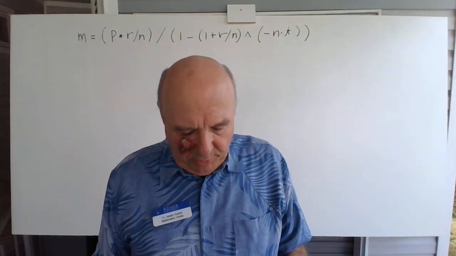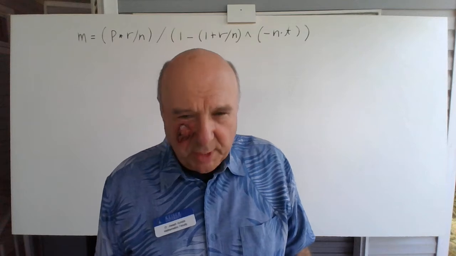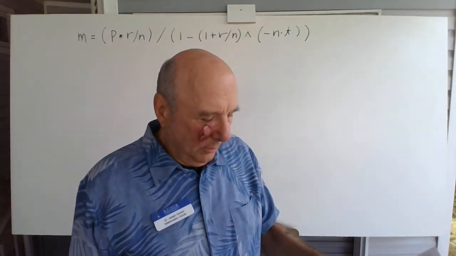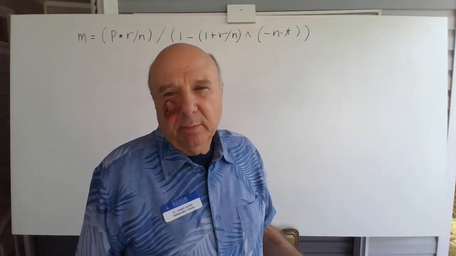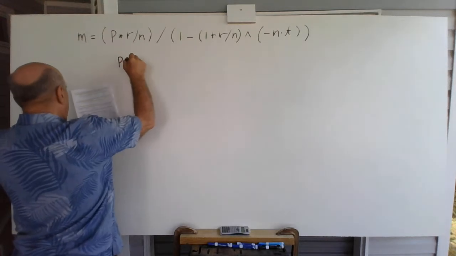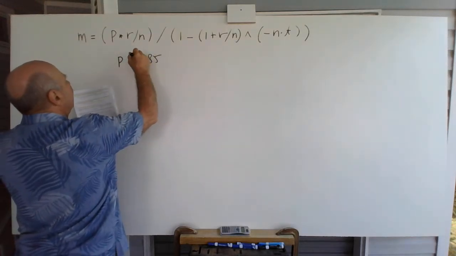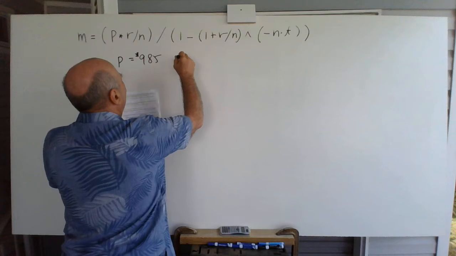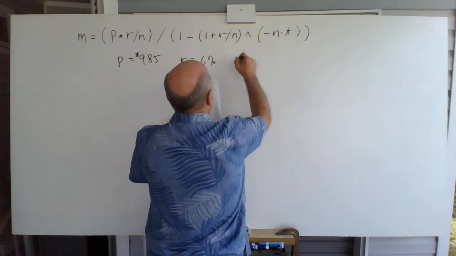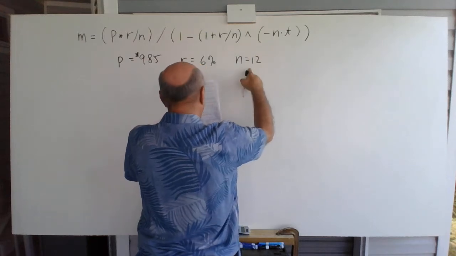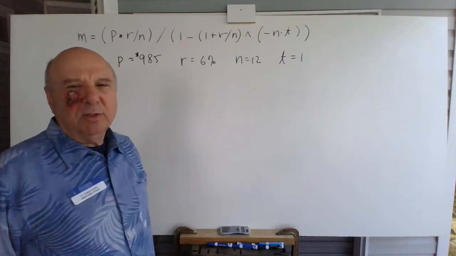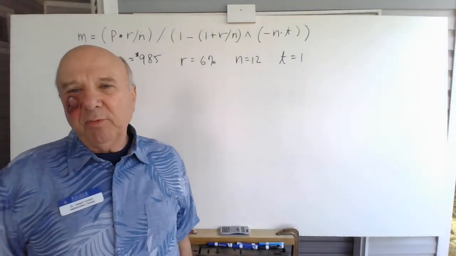So let's start with, let's say we want to finance, it's still present value at P. So let's say we want to finance $985. And the rate that we're going to borrow is 6%. And N is 12. It'll always be 12 for these. And it's for 1 year. We want to borrow $985 for 1 year. So how much is our monthly payment?